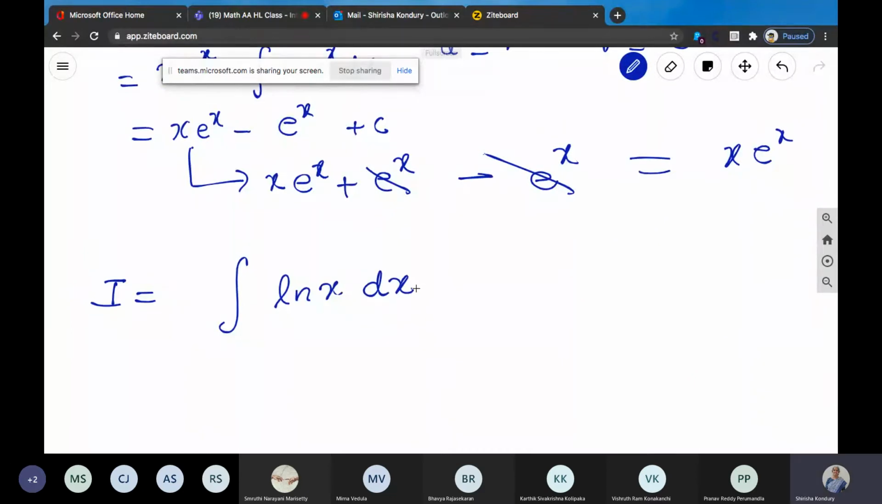Integration by parts is always used when I have a product of two functions. Do I have a product of two functions here? It's just one, right? Okay, so you feel that it is 1 times ln x? Okay. Yes. Let's take that. So I have two functions. I have a 1 and I have a ln x.